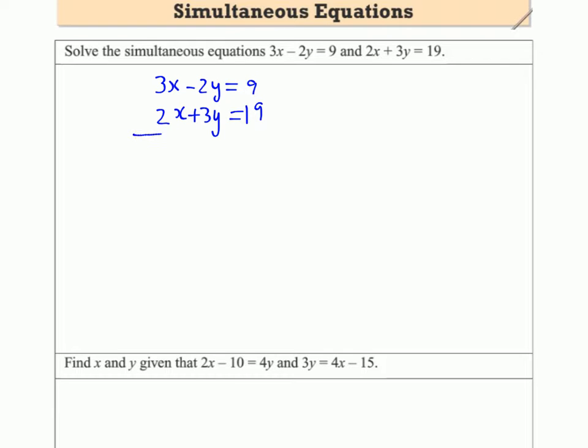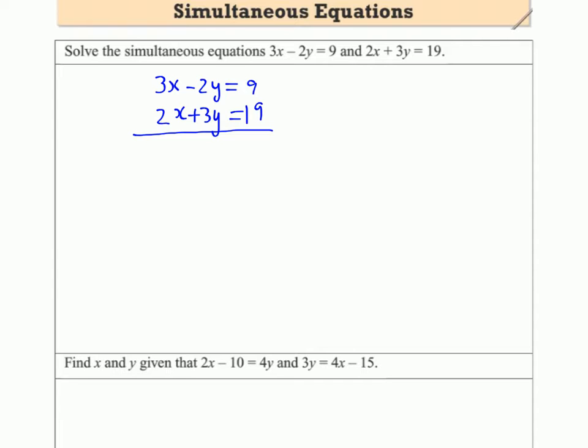Now we know that in order to solve a problem like this, we're going to make sure either our x values or our y values are the same. In this case, the values are different, so I have to find a way to make sure that they are the same. Now, it's probably easier for us to change y.